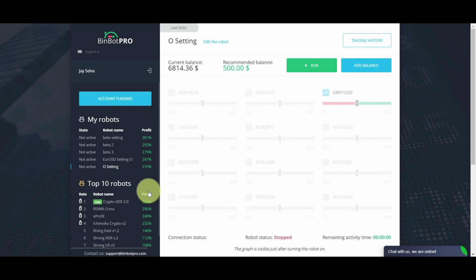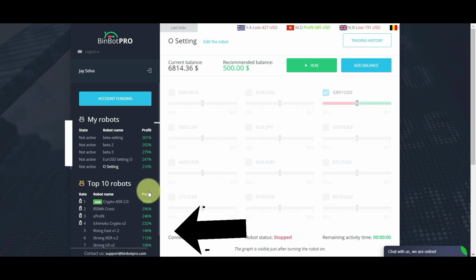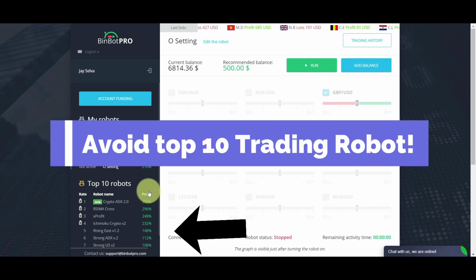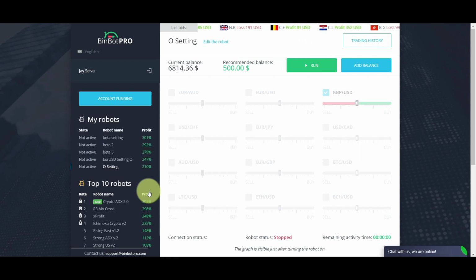And more importantly, I do not use the top 10 trading robot, because the top 10 trading robots execute too many trades within a short span of time. So I would prefer to be more selective in my trades using the Binbot Pro trading software, for a higher chance to see my account growing in the long term.